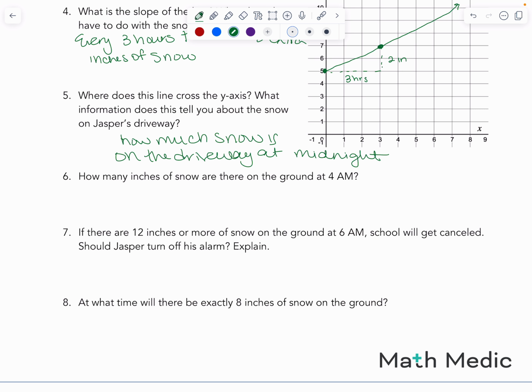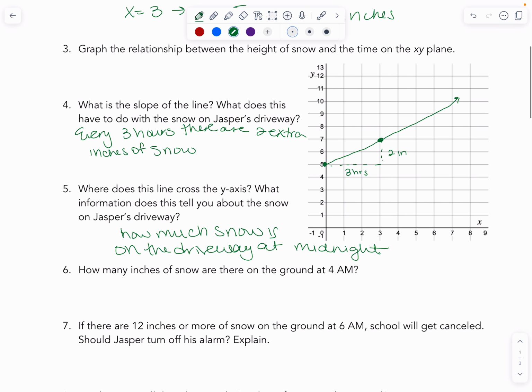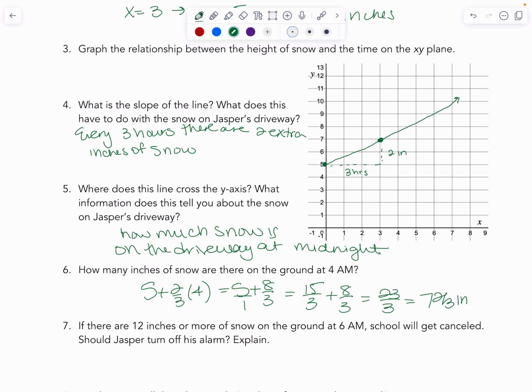All right, so that means that x is equal to 4. So then that's 5 plus 2/3 times 4, which is 5 plus 8/3. Find a common denominator, so that's 15 over 3 plus 8 over 3, which is 23 over 3, which is 7 2/3 inches.